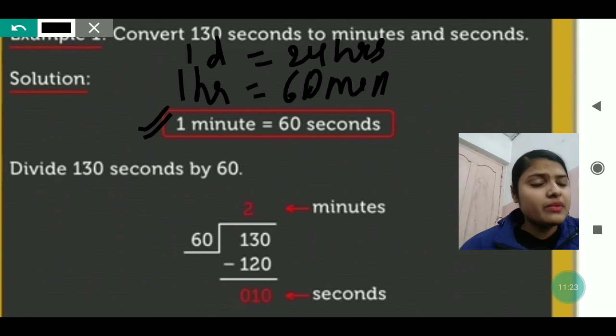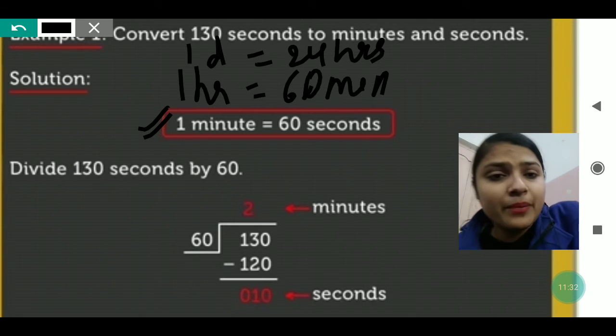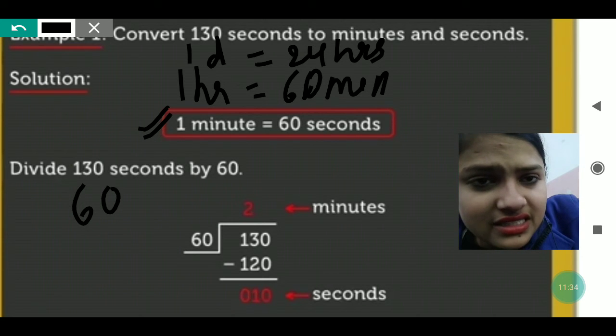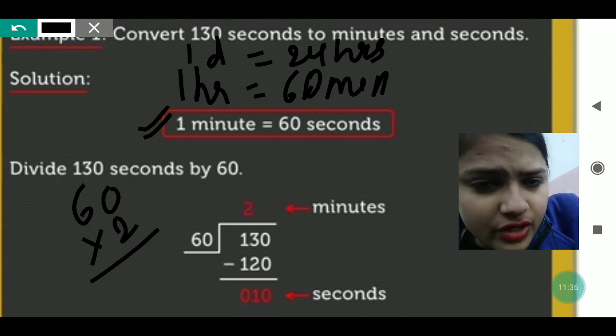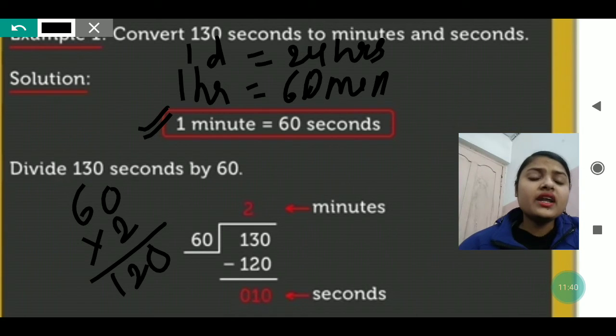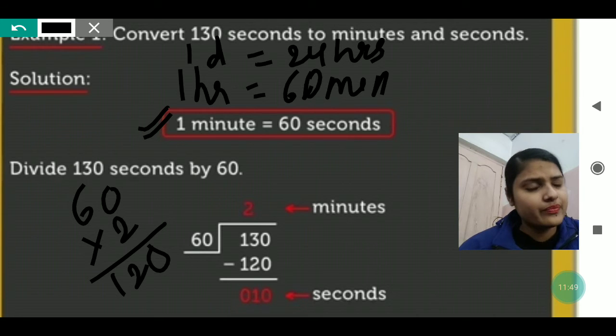Now 130 will be divided by 60. Then in the table of 60, how many times will you get 130? We are not going to get 130 in the table of 60, but we can get less than that number, that is 2. When you multiply with it, you will get 120. Just below 130 you will write 120 and subtract it. 0 minus 0 will be 0, 3 minus 2 will be 1, and 1 minus 1 will be 0. We have got 120 in 2 times.